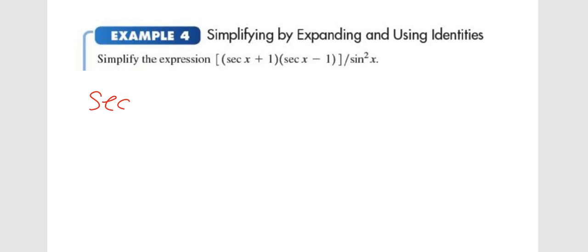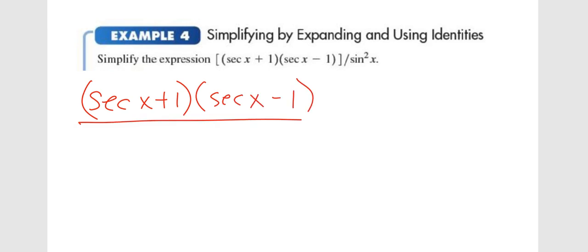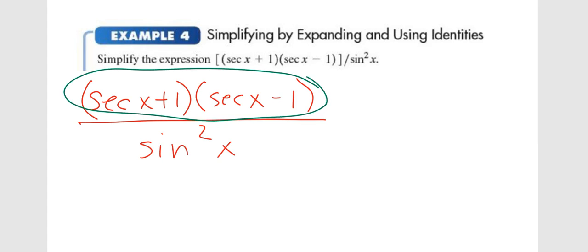So we've got secant x plus 1 times secant x minus 1 all over sine squared x. What can you do with this stuff on top? FOIL, thank you very much.